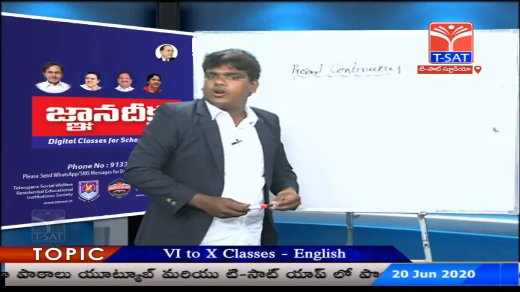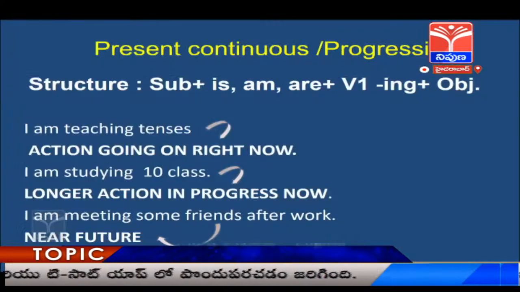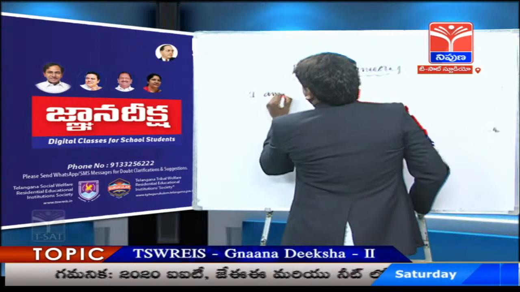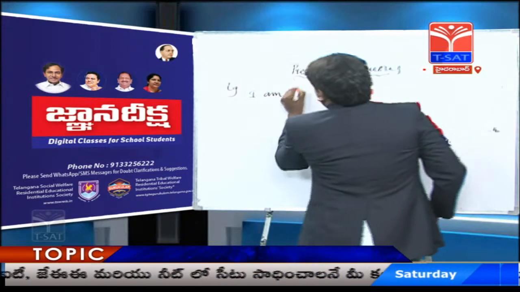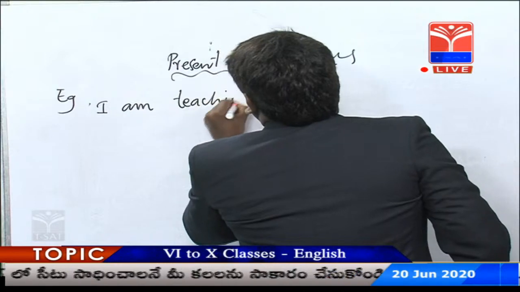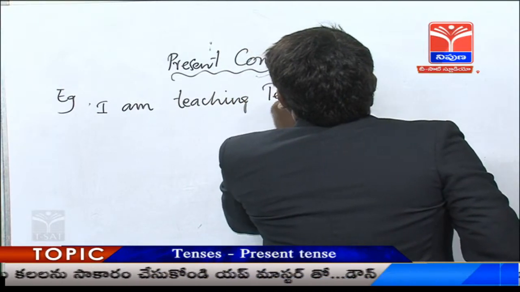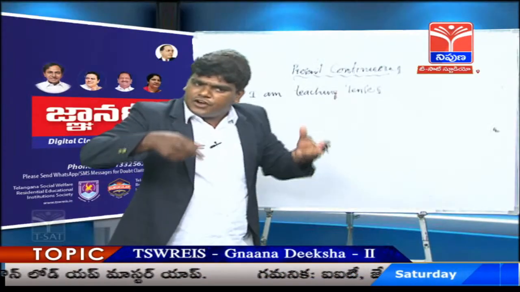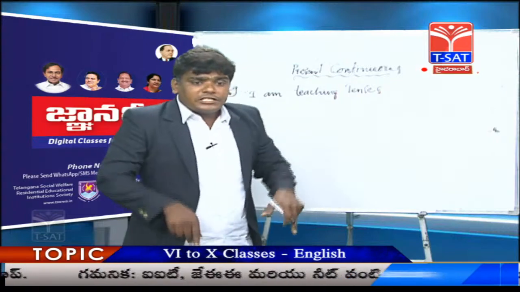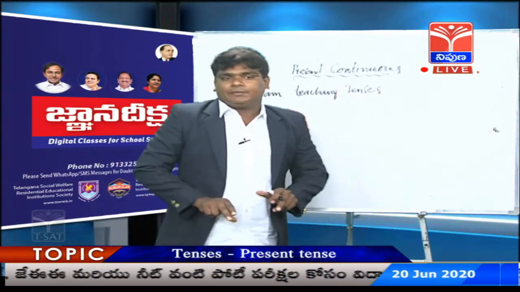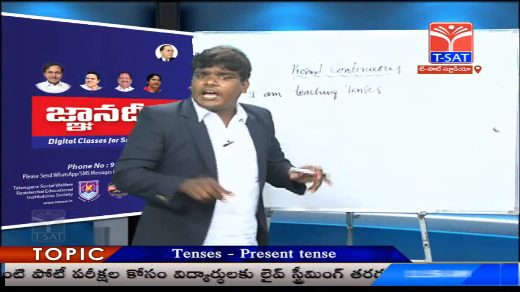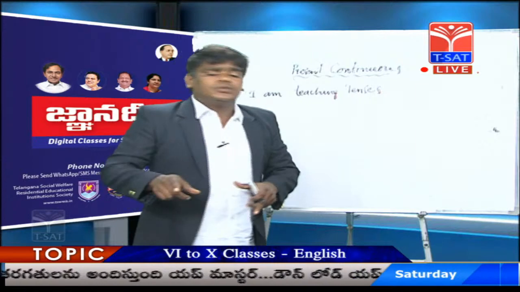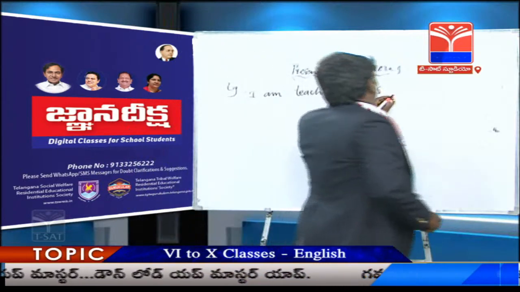Present continuous or present progressive. I am teaching tenses. See this example, I am teaching tenses. So it means here an action which is going on right now, an action which is going on at the time of speaking. What I am doing now, I am teaching tenses for you. So this is talking about an action which is going on right now.